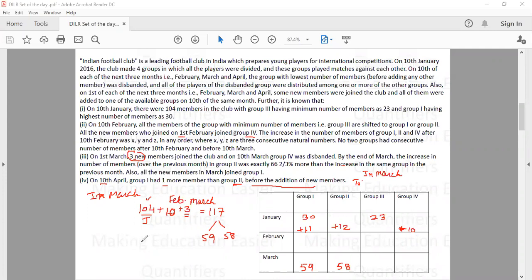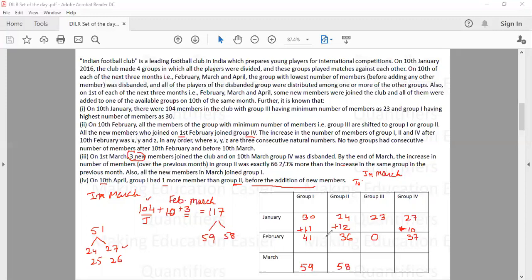Now, initially we know that when we have 30 plus 23, 53 members, the remaining 51 members were divided between group 3 and group 4 as either 24, 27 or 25, 26. Right, let's see what were the possibilities. Let's say there were 24 members here and 27 were there, right? So 30 plus 11, in the month of Feb there would be 41 members here and 36 members here and 37 members here, okay, and 0 here, because all these members are distributed in the group 1 and group 2.